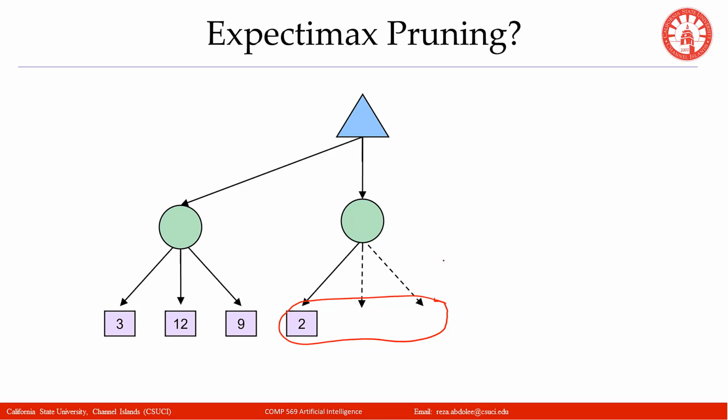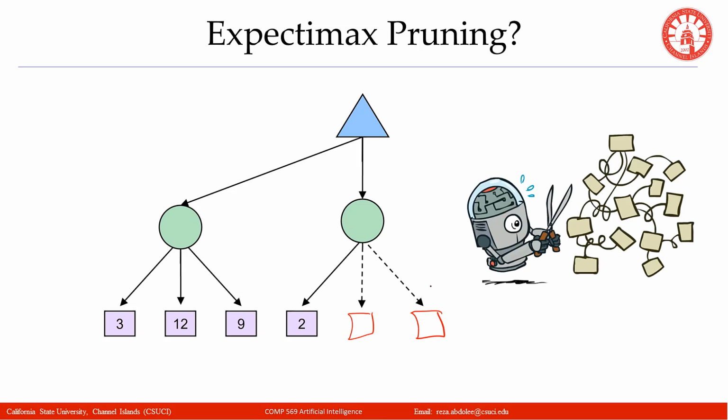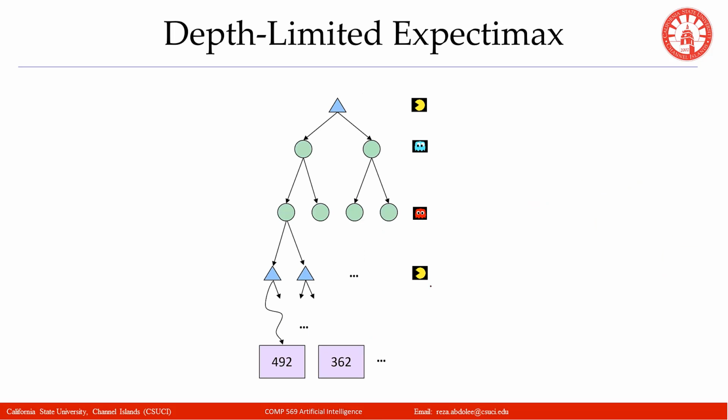So the answer to this question is not very straightforward. To do the pruning, you need a bound on these states and the value of the probability for this one. And finding the bound is not a straightforward task. So pruning is not easy in expectimax. Therefore, we need to use some other strategy to reduce the complexity of the algorithm.